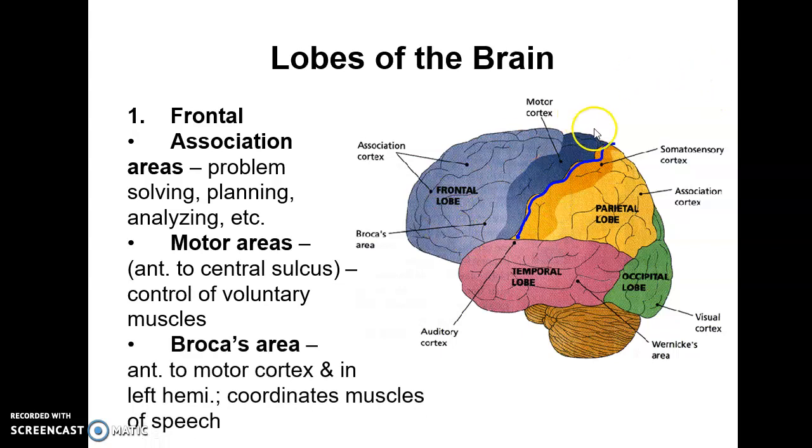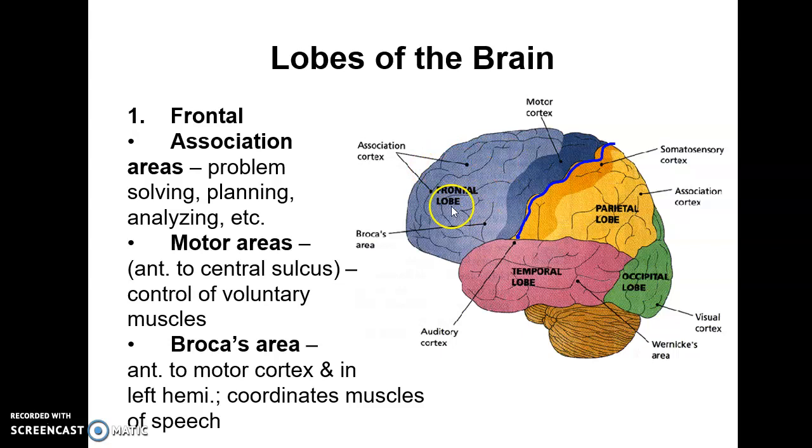And the frontal lobe is everything anterior to what is called the central sulcus, which is this blue line right here. So the frontal lobe is up here. The frontal lobe is responsible for, first off, thinking. That's the part of your brain which is responsible for problem solving, planning, logic, the things that make us human. Just anterior to that central sulcus, this dark blue area is called the motor cortex, and that is the portion of the brain which controls our voluntary muscles, so movement.